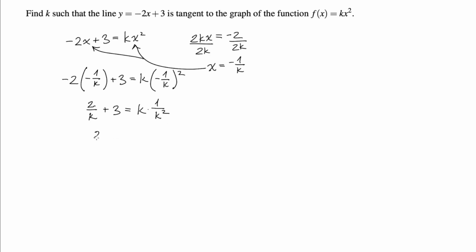And now we simplify a little bit. So on the right side of the equation, k times 1 over k squared, one of the k's will cancel, and we're left with 1 over k. Okay, and now we can solve.